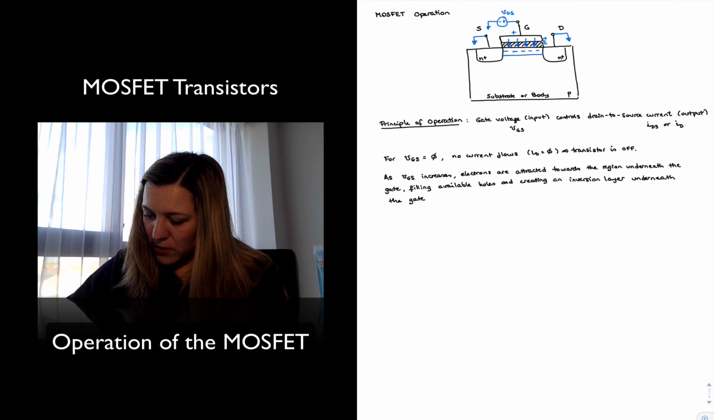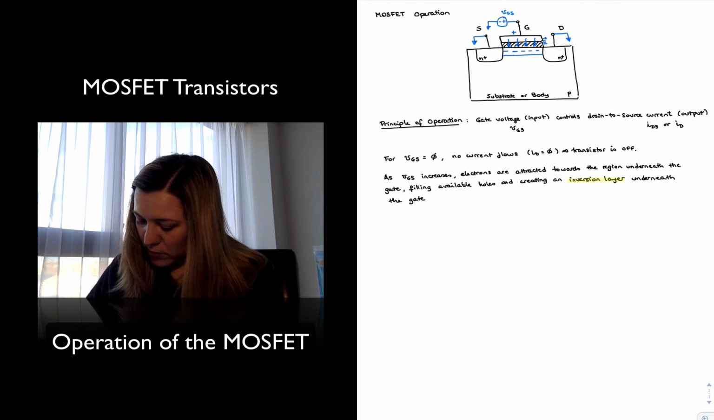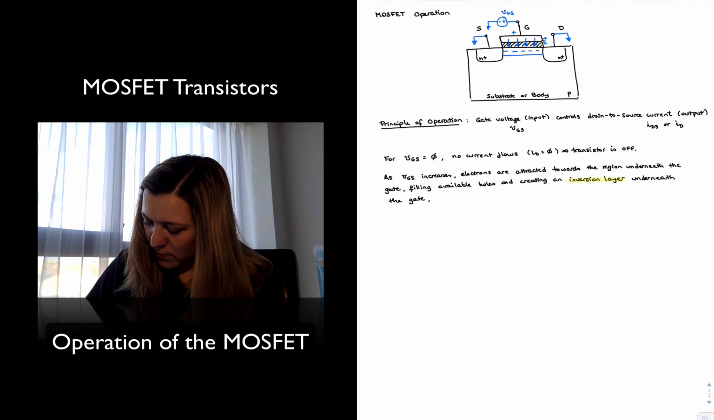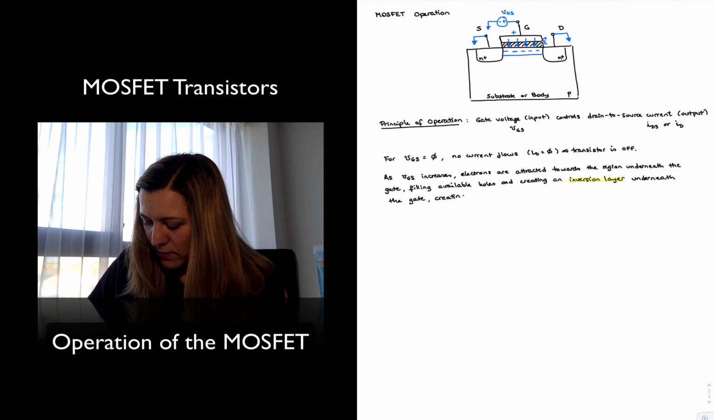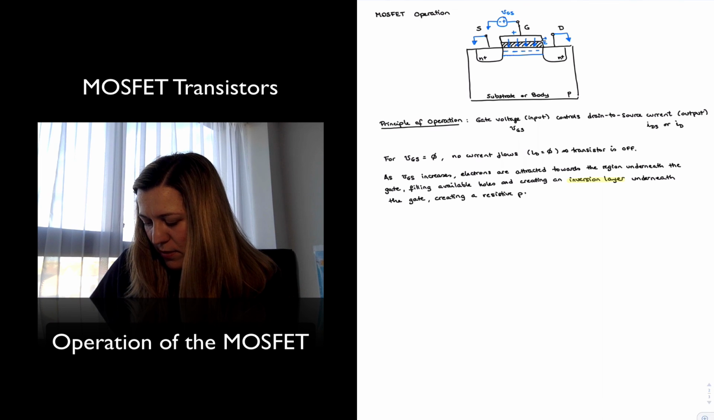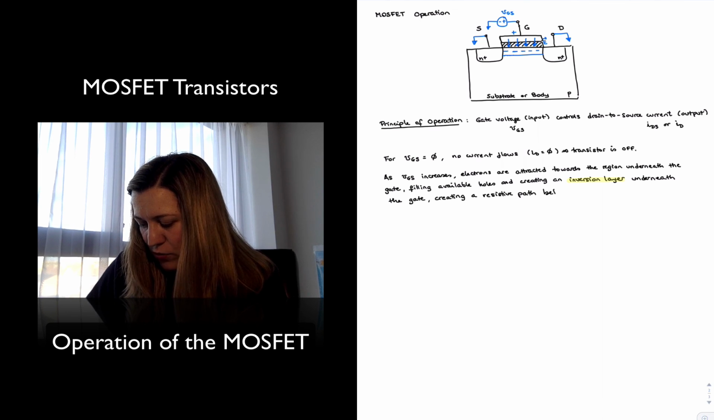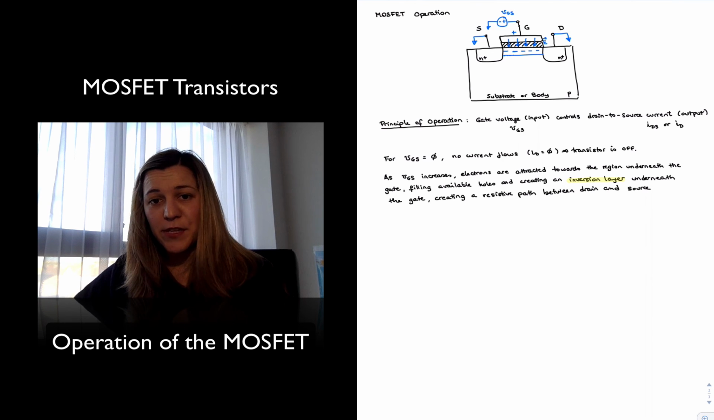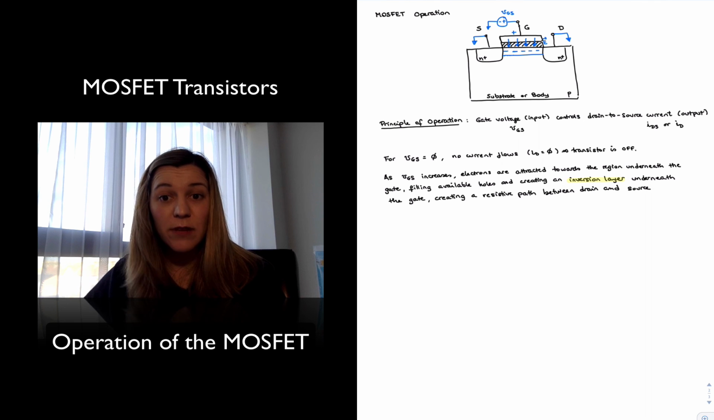So the inversion layer, let me highlight that, that's important, underneath the gate. And this has created a resistive path between drain and source. Meaning it's just now a piece of n-type semiconductor, and if we apply a voltage difference, then current can flow, so we have a resistive path.